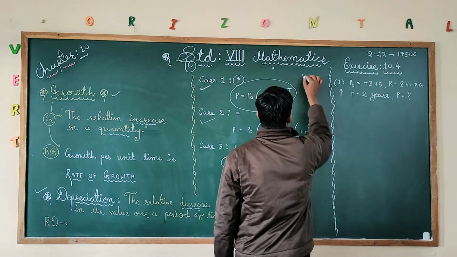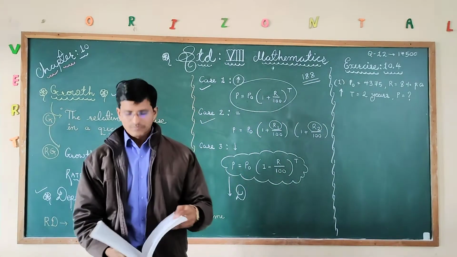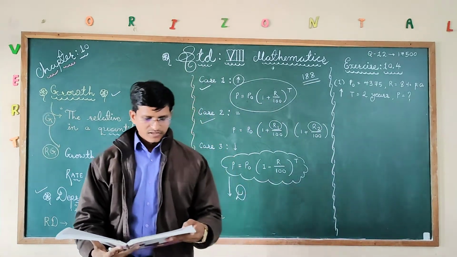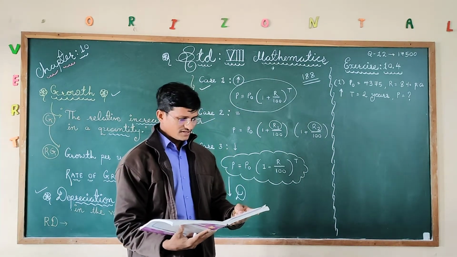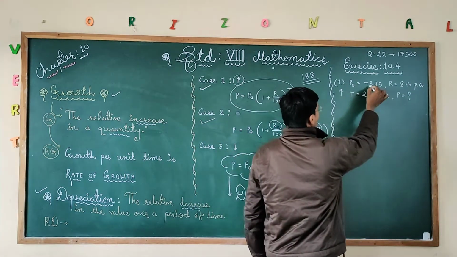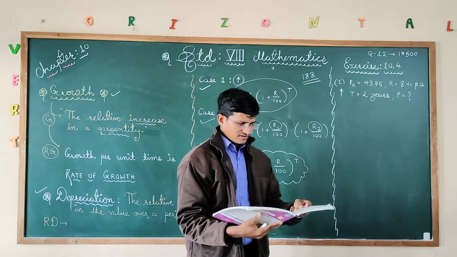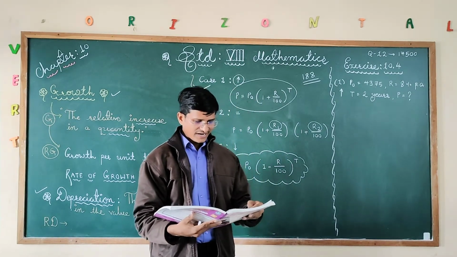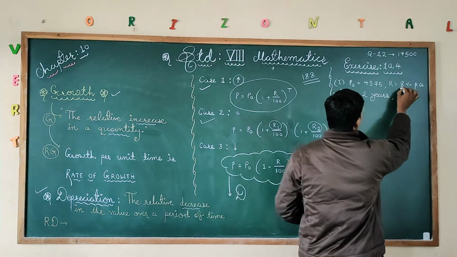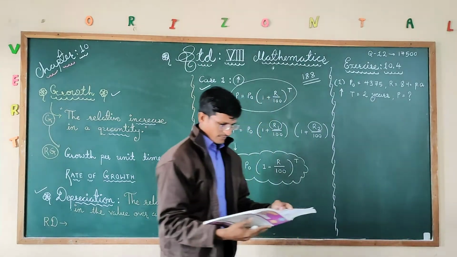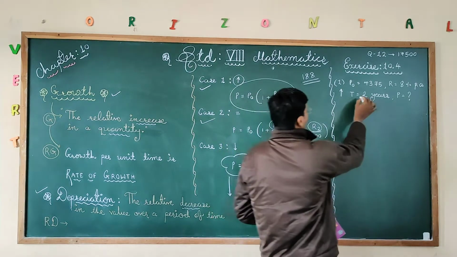Page number 188. The exercise is 10.4. The first question is, the present population of a village is 4,375. It increases at the rate of 8% per annum. So R is 8% per annum. What will be its population after 2 years? So the time is also given, 2 years.